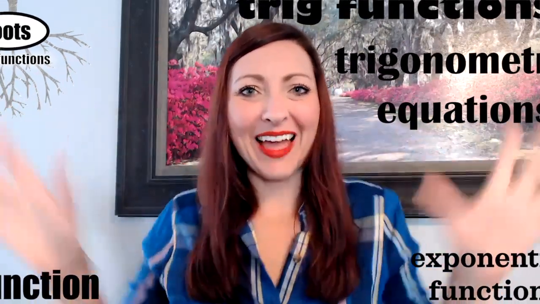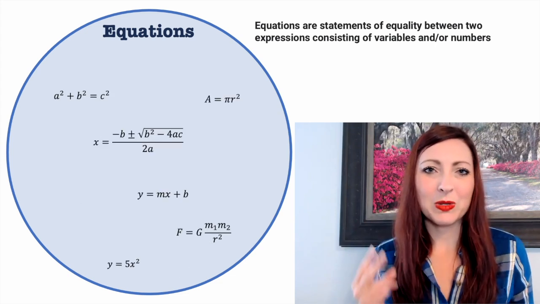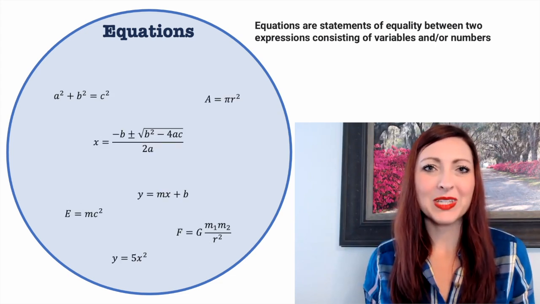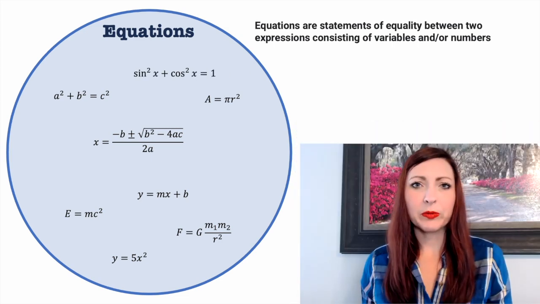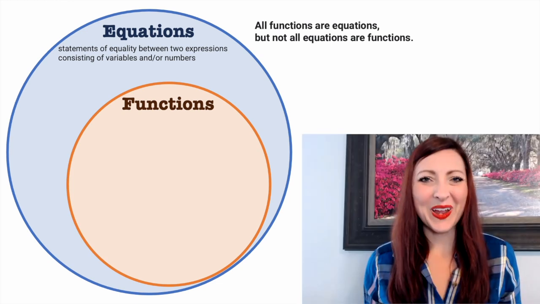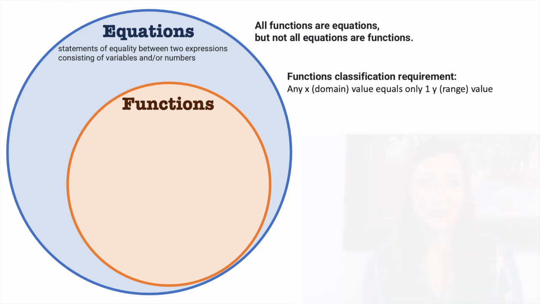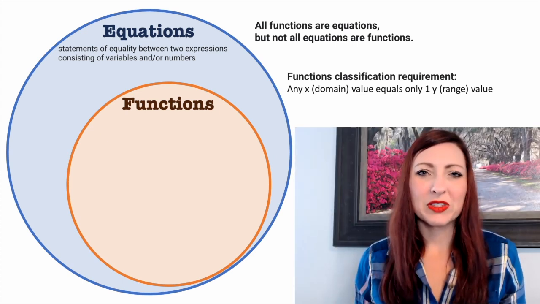We have a lot to cover in a short period of time, so let's get started. In math, science, and engineering, we see lots of equations. Equations are statements of equality between two expressions consisting of variables and/or numbers. For calculus, it's important we understand a specific type of equation called functions. Functions are any equation that have one possible range value for every domain value. So graphically, there are never two or more points for one x value.